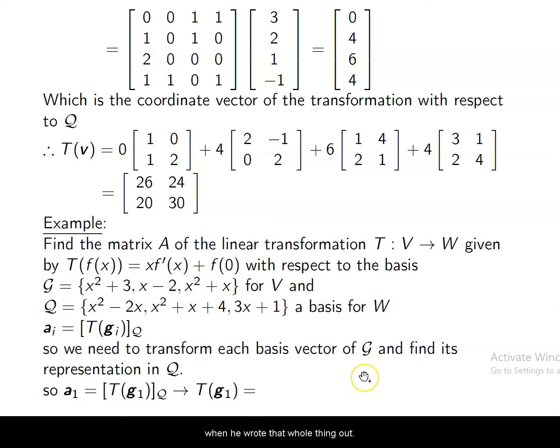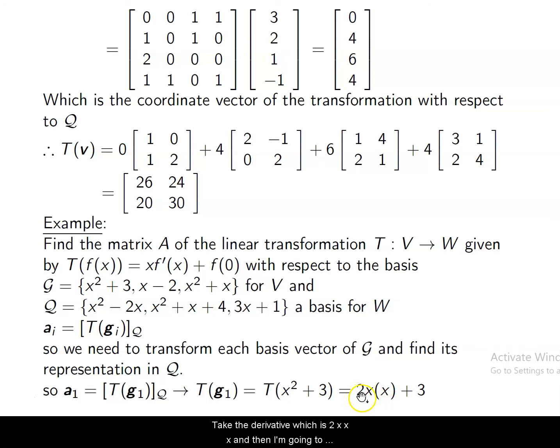Obviously, for this first one, I wrote that whole thing out for you guys. I'm going to take the derivative, which is 2x. I'm going to multiply it by x. And then I'm going to add f of 0. This is f of 0. This is the derivative times x. Okay, so I got 2x squared plus 3. So that is the transformation of G1, but this is not its representation in terms of Q. So I need to write this in terms of Q.